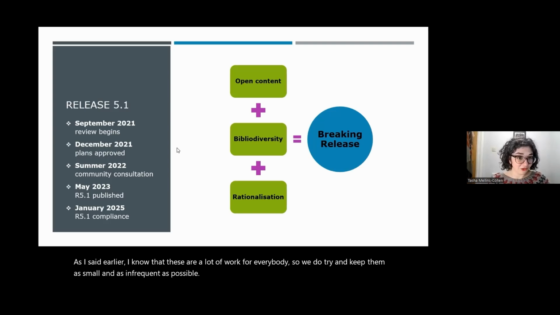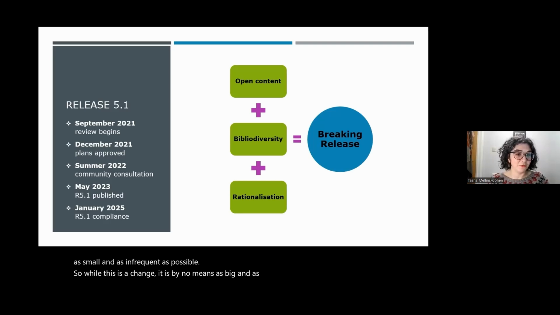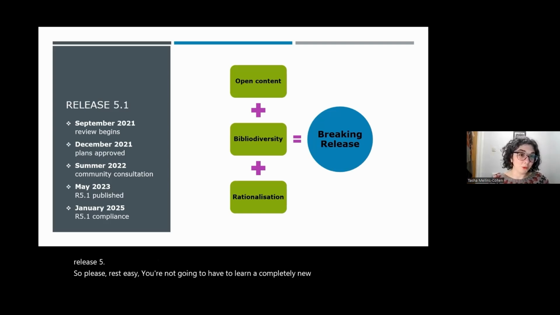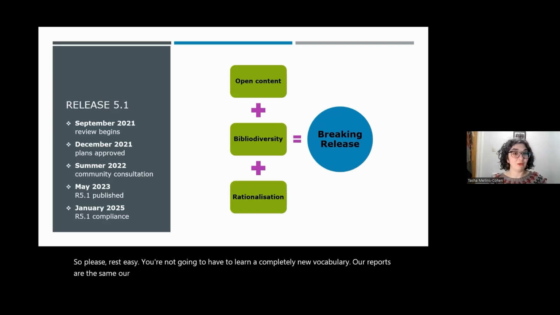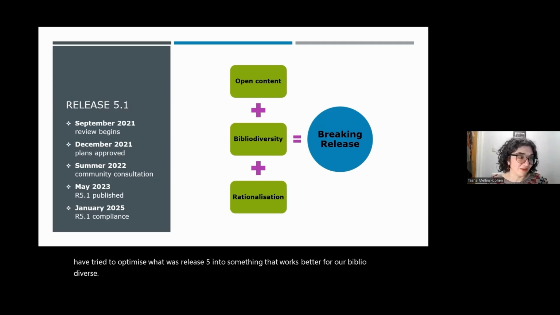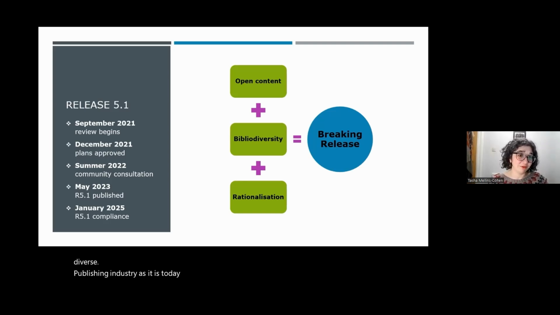So while this is a change, it is by no means as big and as scary as the jump from release 4 to release 5. So please rest easy. You're not going to have to learn a completely new vocabulary. Our reports are the same, our metrics are the same, the way we measure things hasn't changed. But we have tried to optimize what was release 5 into something that works better for our bibliodiverse publishing industry as it is today, and to really reflect the proliferation of open content, so OA. And we also tried to clean up some of the mess.